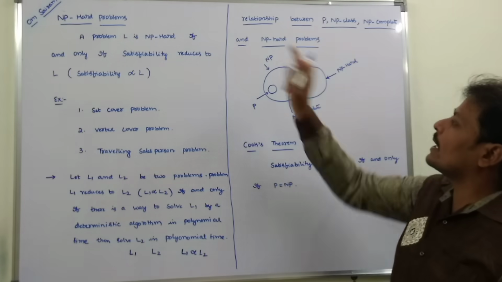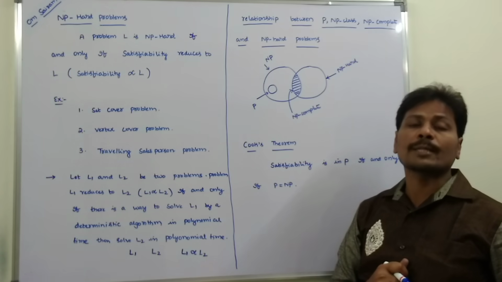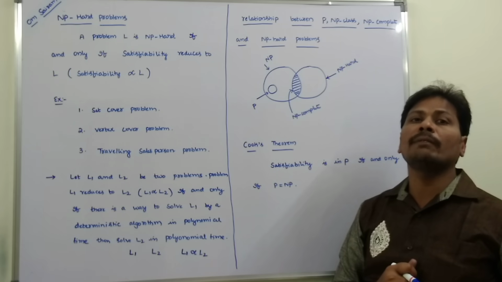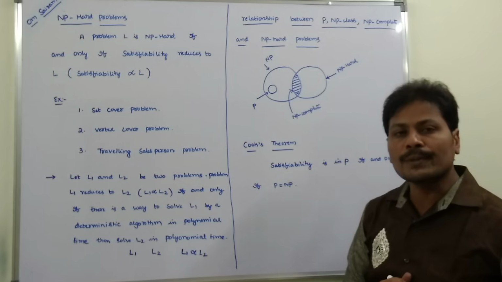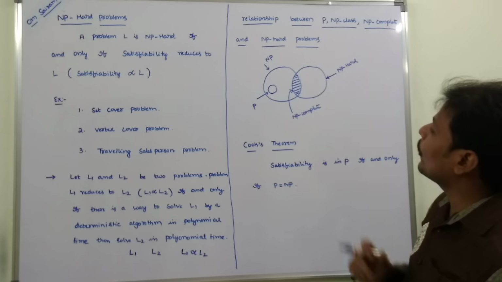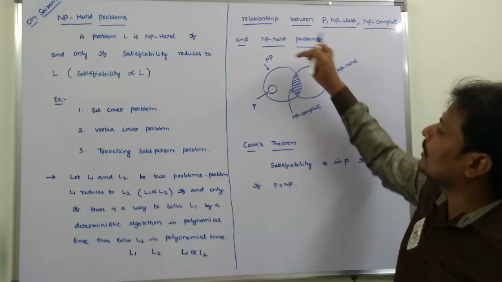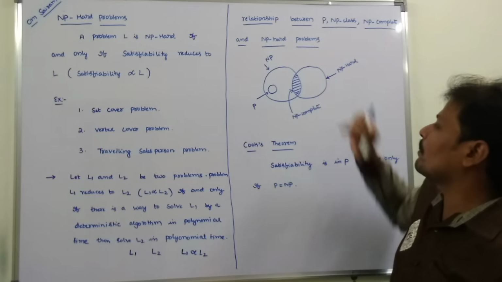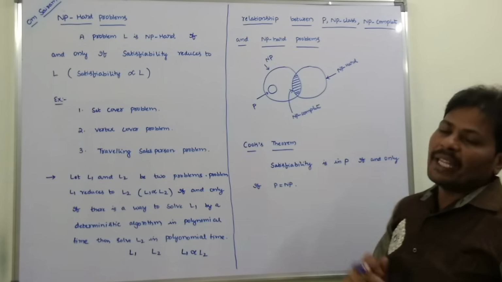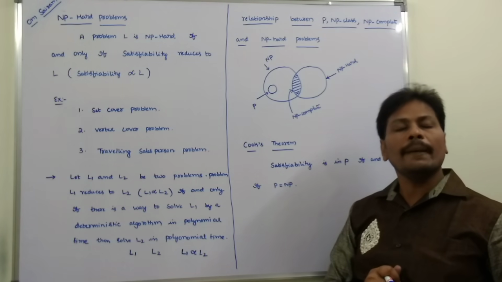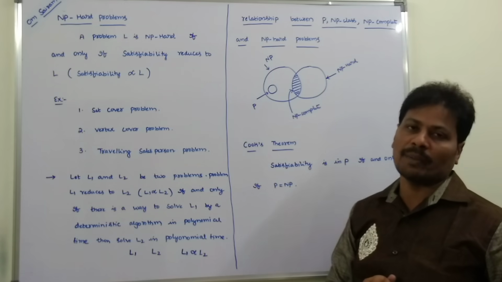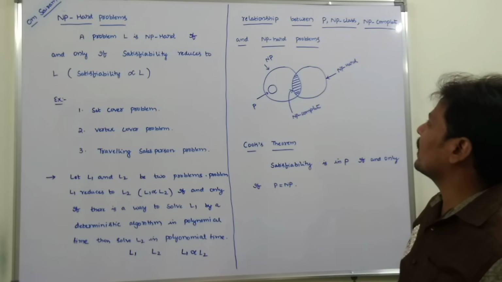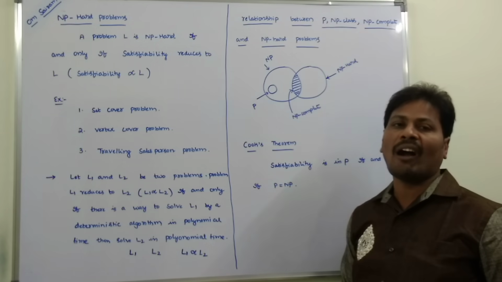How can you say that a problem is in the NP class? A problem is called an NP class problem if it can be solved in polynomial time by a non-deterministic algorithm. Both NP-complete and NP-hard come under this picture, with NP-complete inside the circle. Next, a P class problem can be solved in polynomial time by a deterministic algorithm. This is the relationship between P, NP, NP-complete and NP-hard problems.